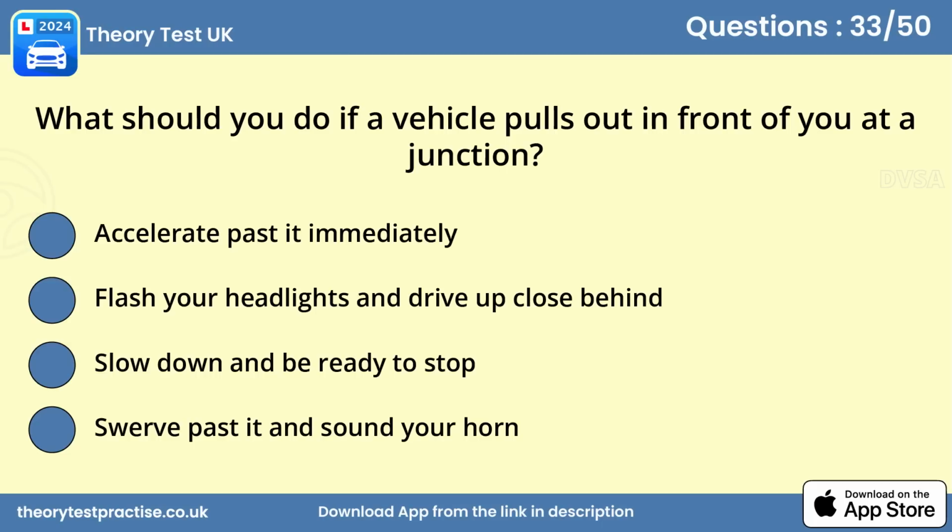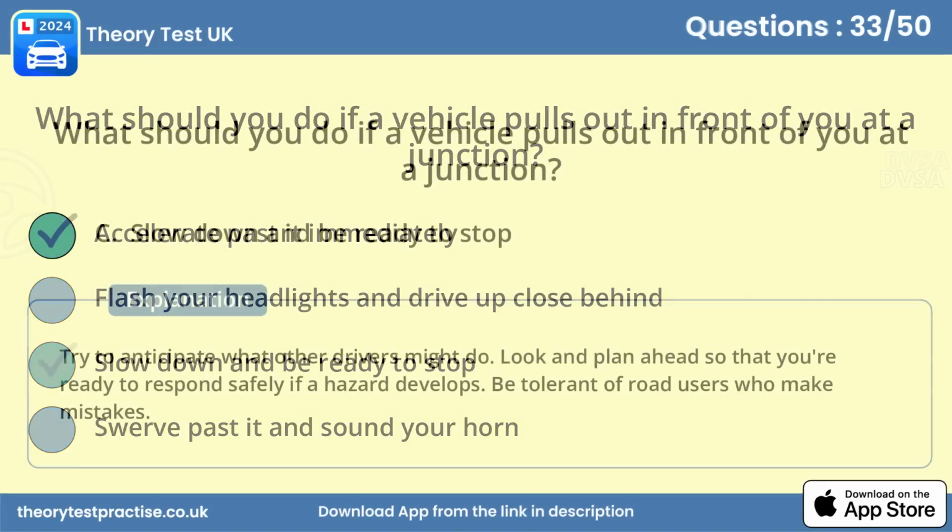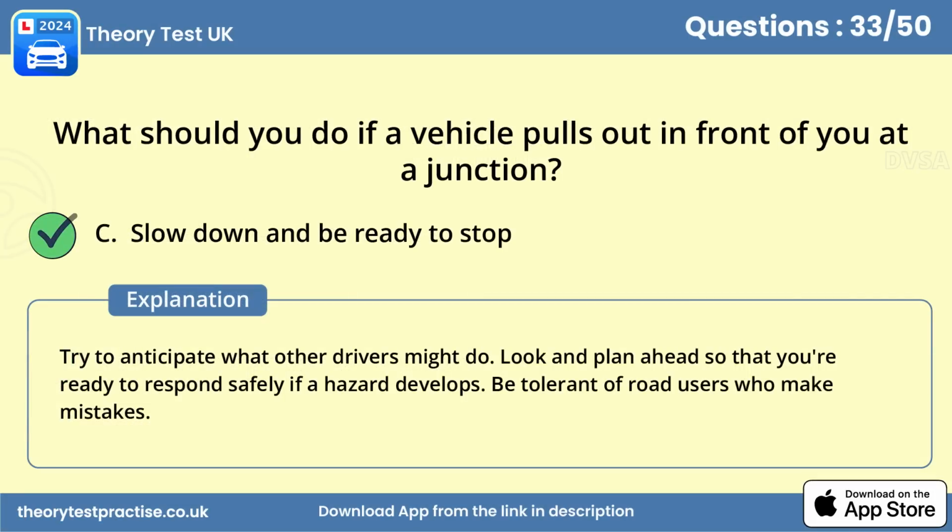Question 33. What should you do if a vehicle pulls out in front of you at a junction? C. Slow down and be ready to stop. Try to anticipate what other drivers might do. Look and plan ahead so that you're ready to respond safely if a hazard develops. Be tolerant of road users who make mistakes.